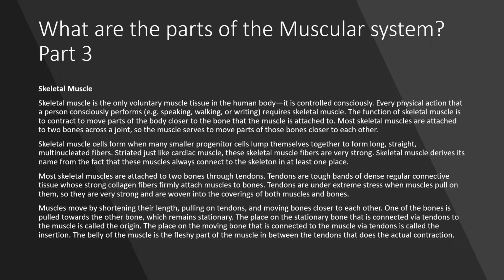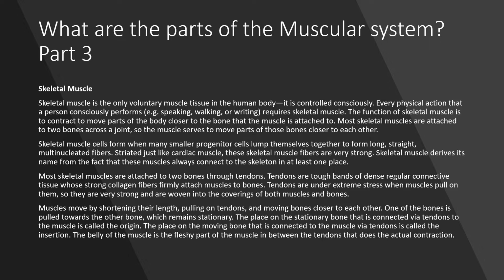Tendons are tough bands of dense regular connective tissue whose strong collagen fibers firmly attach muscles to bones. Tendons are under extreme stress when muscles pull on them, so they are very strong and are woven into the coverings of both muscles and bones.